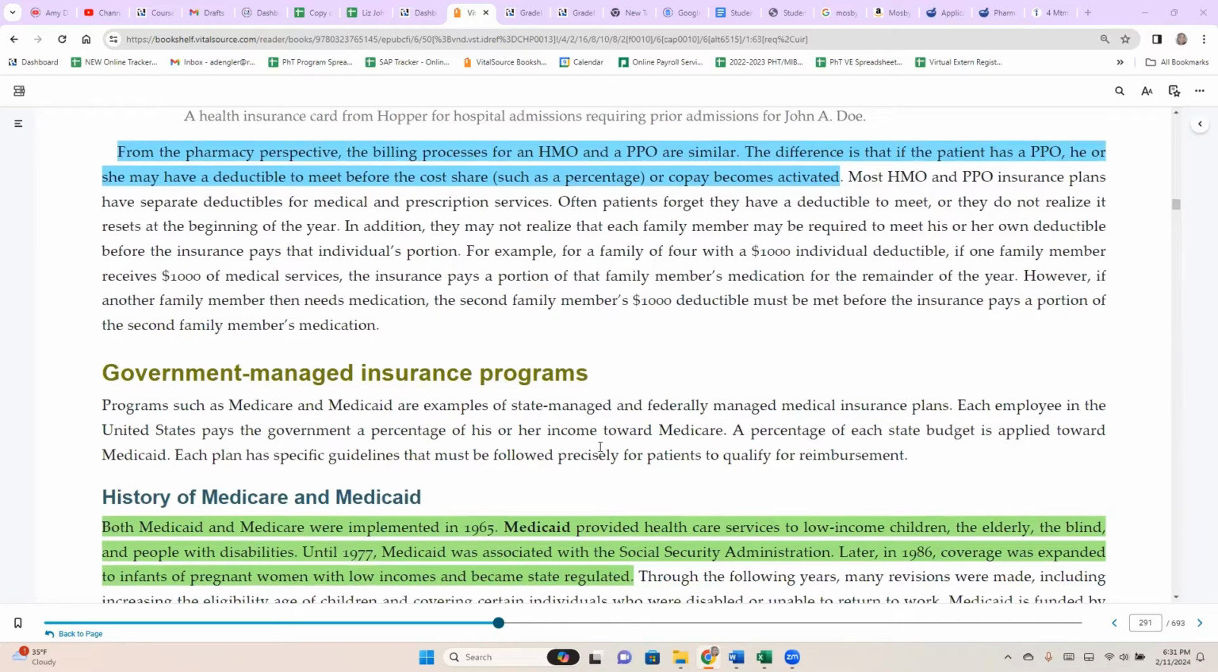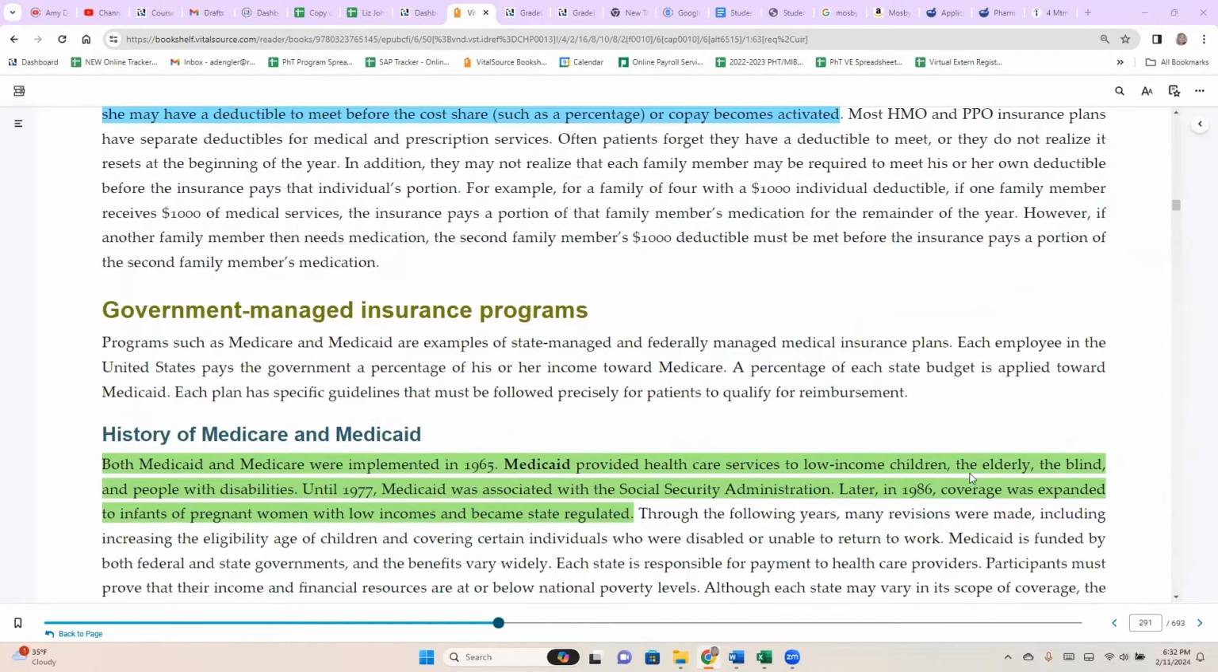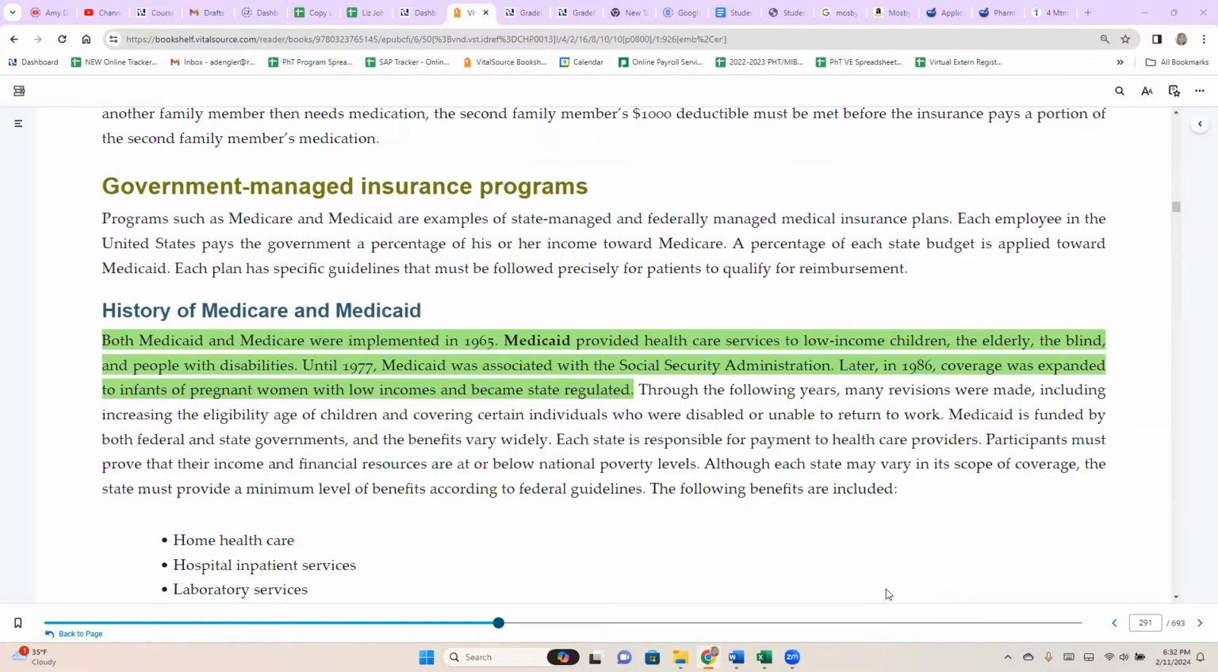Programs such as Medicaid and Medicare are examples of state managed and federally managed medical insurance plans. Each employee in the United States pays the government a percentage of his or her income toward Medicare. A percentage of each state budget is applied towards Medicaid. Each plan has specific guidelines that must be followed precisely for patients to qualify for reimbursement. Both plans were implemented in 1965.